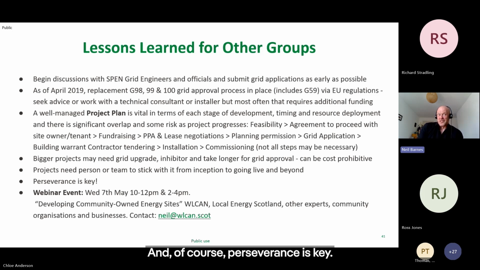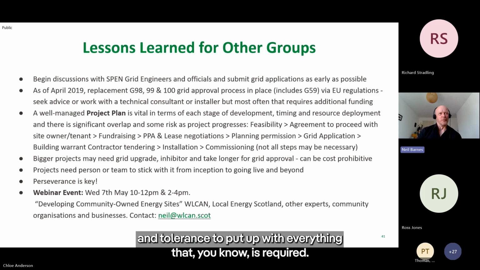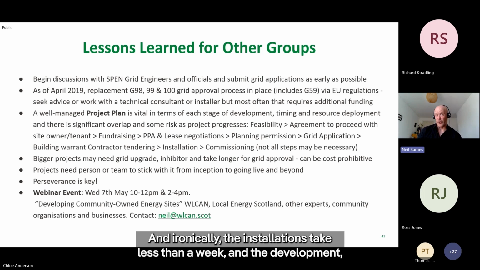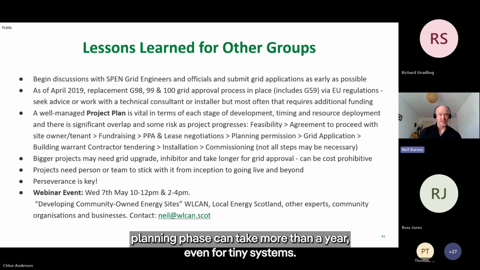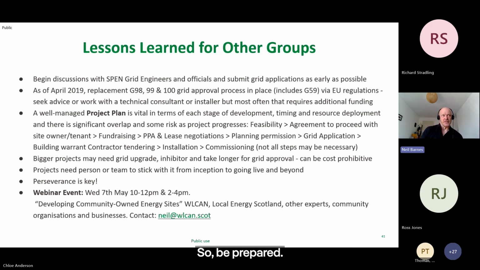And of course, perseverance is key. You really have to have quite a level of stamina and tolerance to put up with everything that is required. And ironically, the installations take less than a week, and the development planning phase can take more than a year, even for tiny systems. So be prepared.